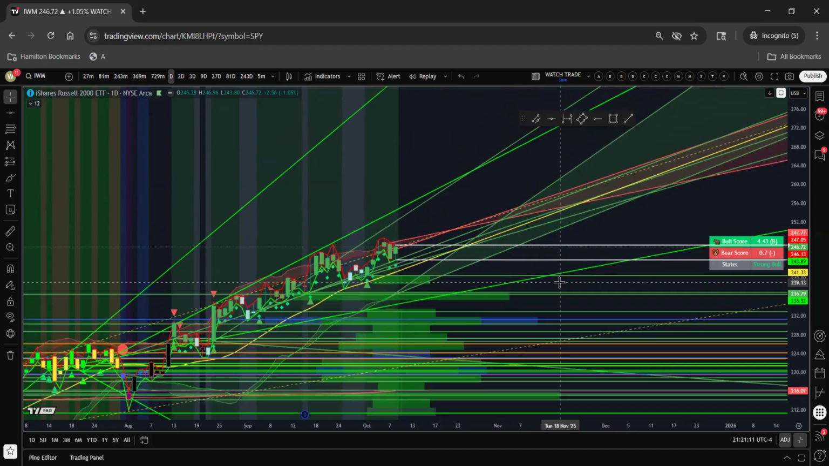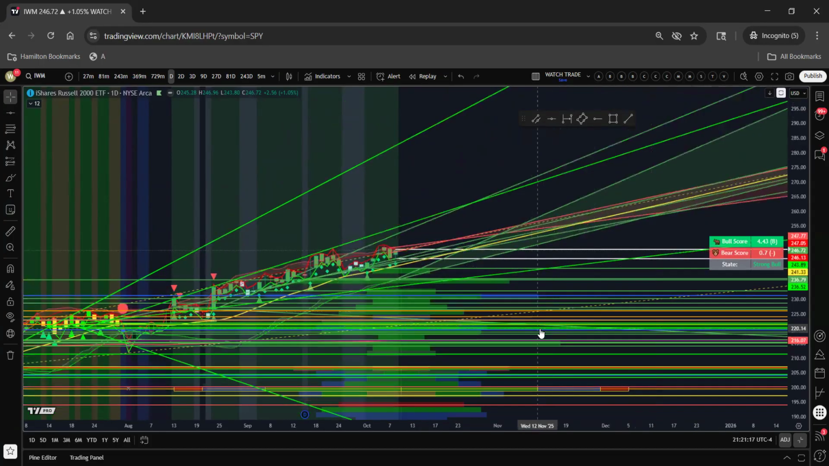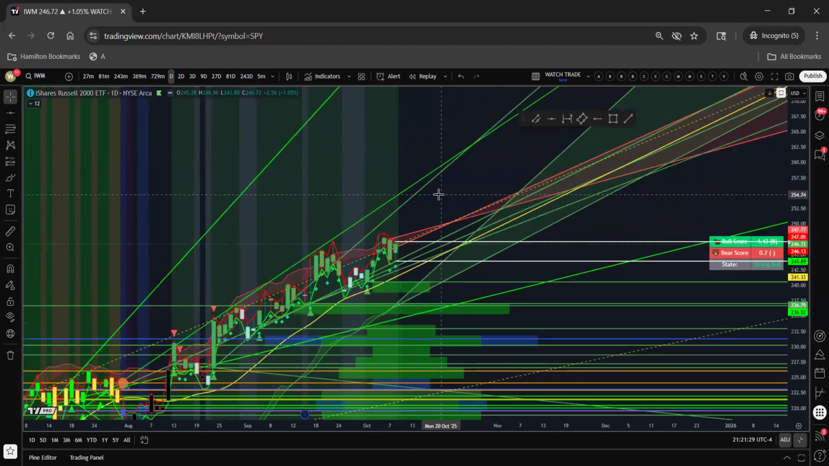Bulls are still bullish with IWM until November 18th. Scroll out. November 18th. Right here, we have some bearishness from November 12th to December 5th for IWM. We may get a pullback. Just some things to think about. October 29th through the 12th might be bearish, might be early bearish signs, might be choppy. Keep that in mind.